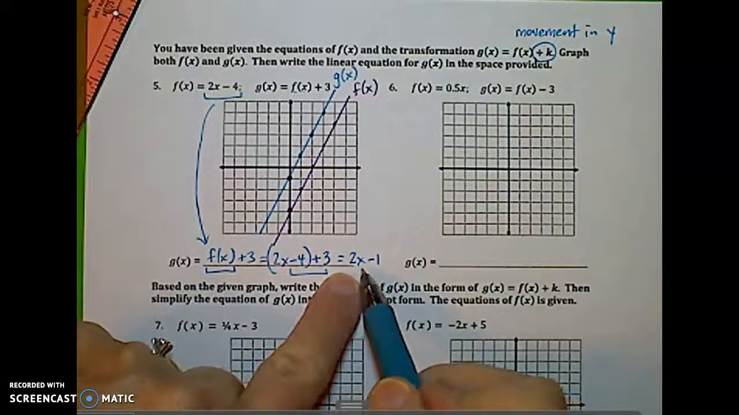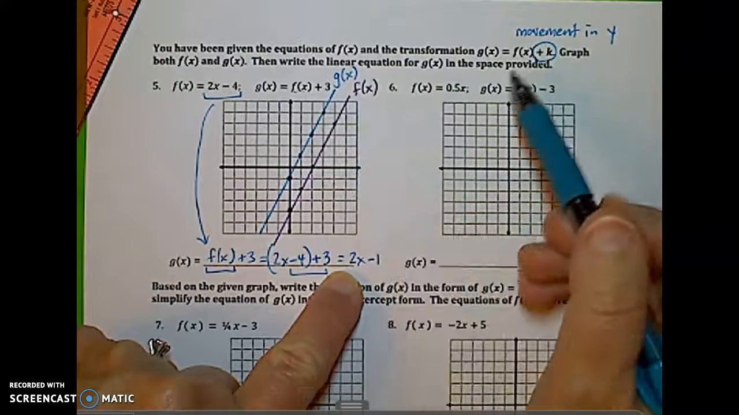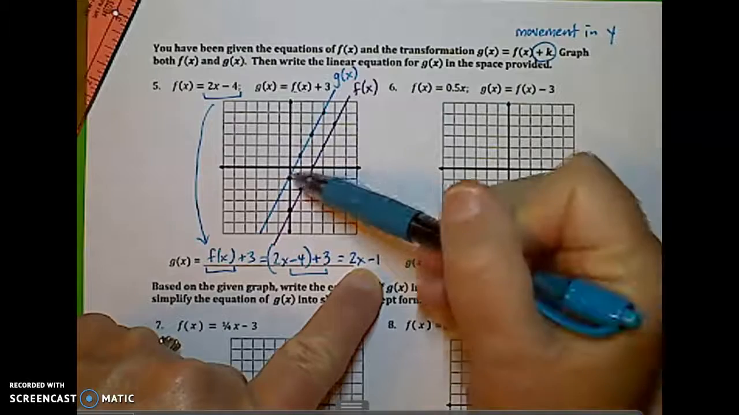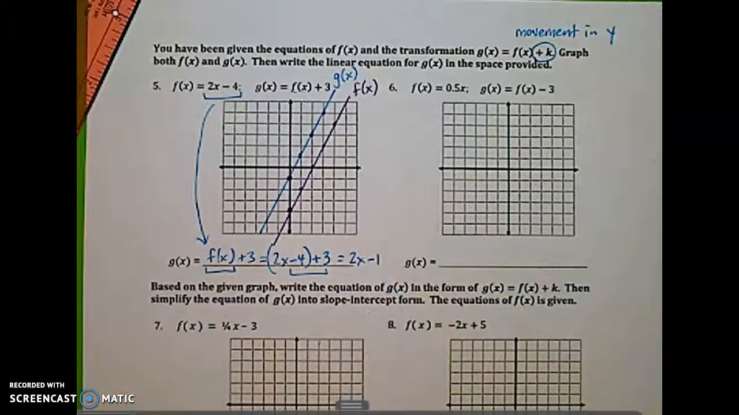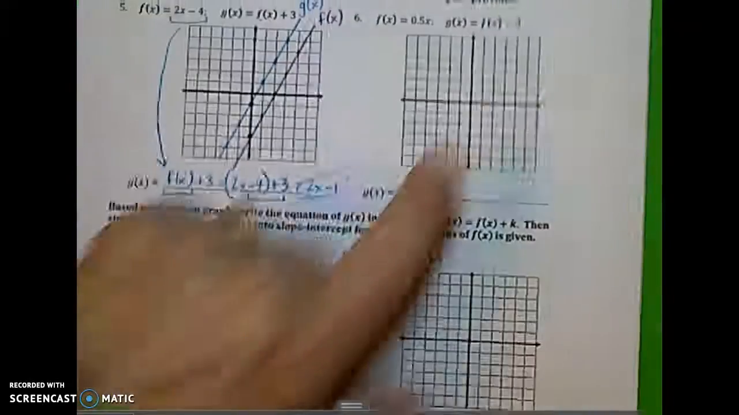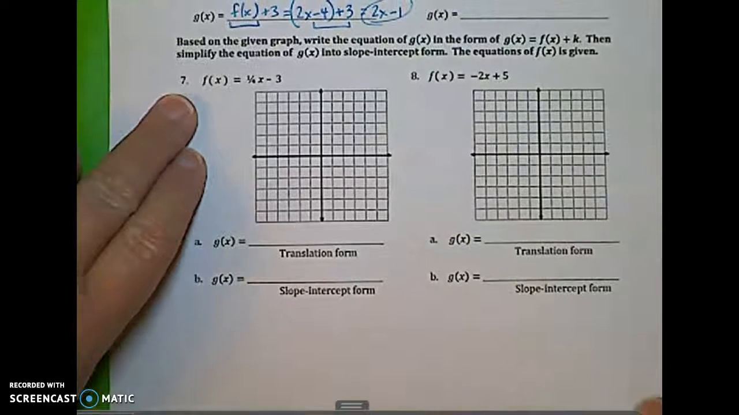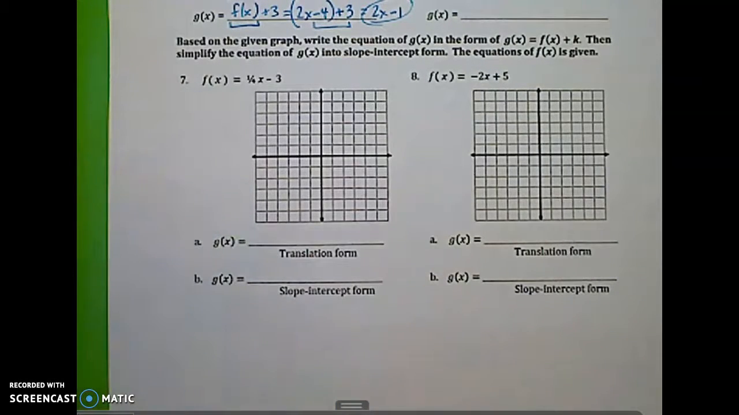We can check that. The slope is 2. We didn't really change the slant of this. And the new y-intercept is -1, and that is correct. So there is our new equation. So let's do another example here. If you want to try this on your own, you can, but I'm not going to do it in the video. Let's look at number 7.